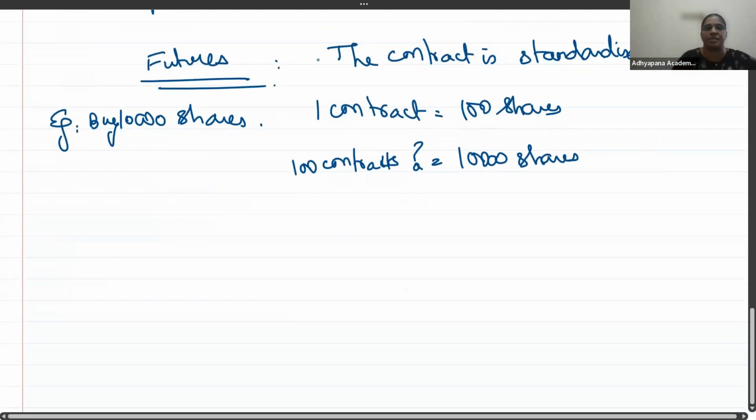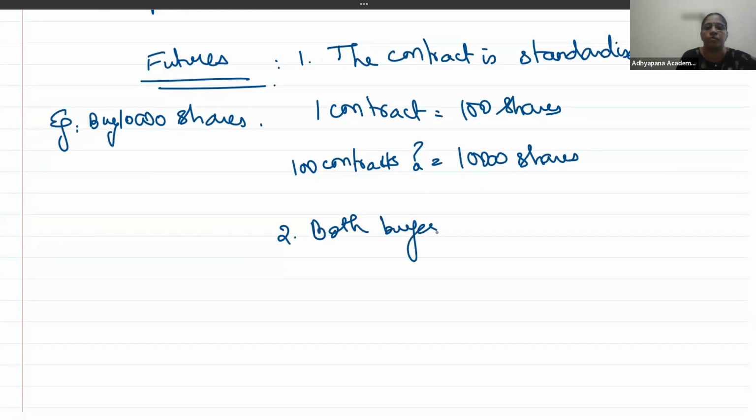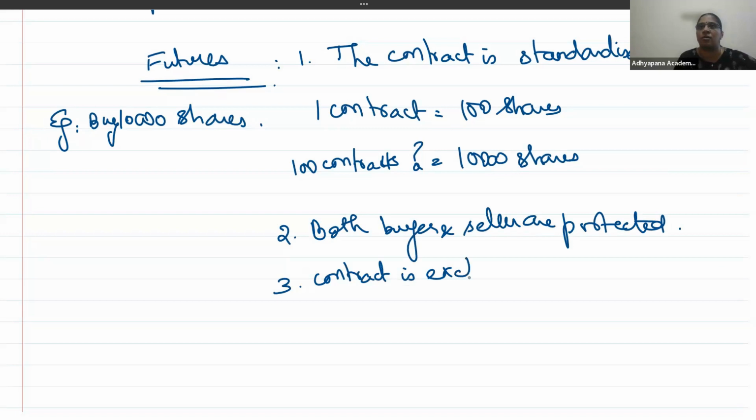Both the buyer and the seller are protected. The contract is exchange traded. It is not over the counter. It is exchange traded and it is settlement of difference between the parties. So as I told you, 180 rupees is the external market price and 200 is the contracted price. So the buyer has to compensate the seller by 20 rupees. So it is settlement of difference between parties which takes place in the futures contract.